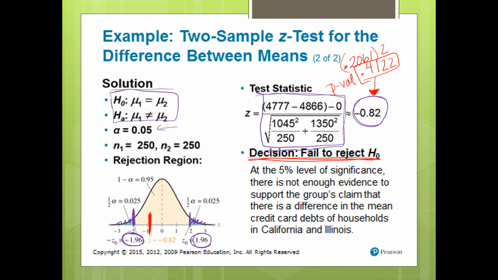And that p-value is way bigger than alpha equals 0.05. So again, that also leads us to a decision of failing to reject.